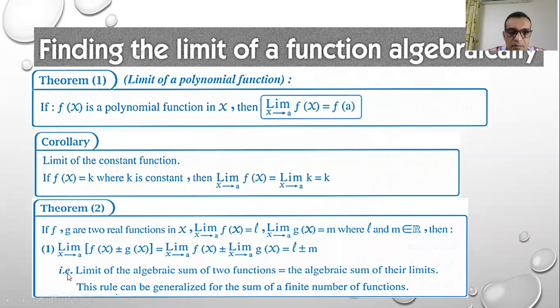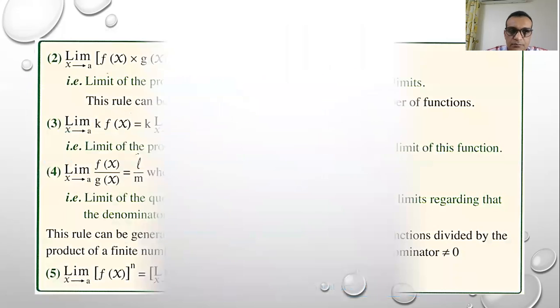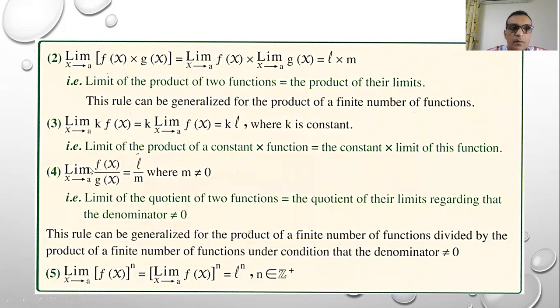Then the limit of the algebraic sum of two functions equals the algebraic sum of their limits. This rule can be generalized for the sum of a finite number of functions. Number 2, the limit of f(x) multiplied by g(x) when x approaches a equals the limit of f(x) multiplied by the limit of g(x), which equals L multiplied by m.